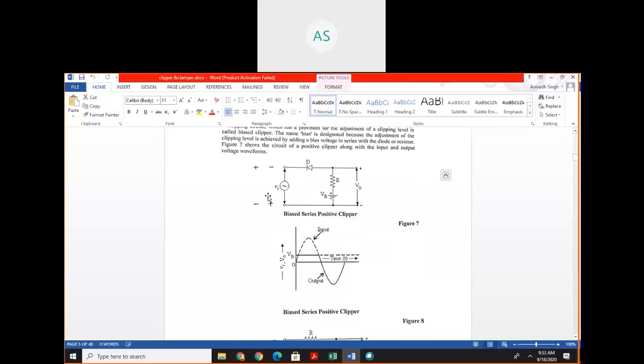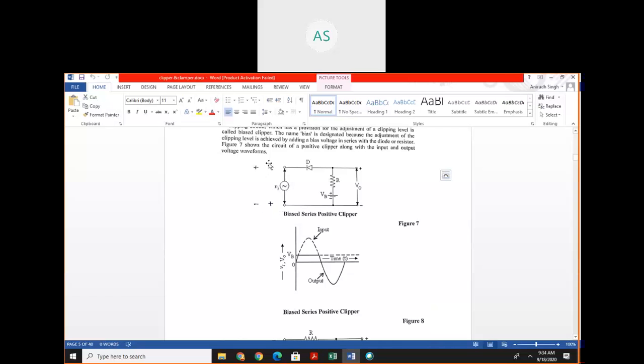Then this is the case of the biased series positive clipper. In this case, a battery is connected in series with resistance R. We start analyzing this circuit with that cycle for which this battery is additive, that is, positive to negative. So we start with the negative half cycle.